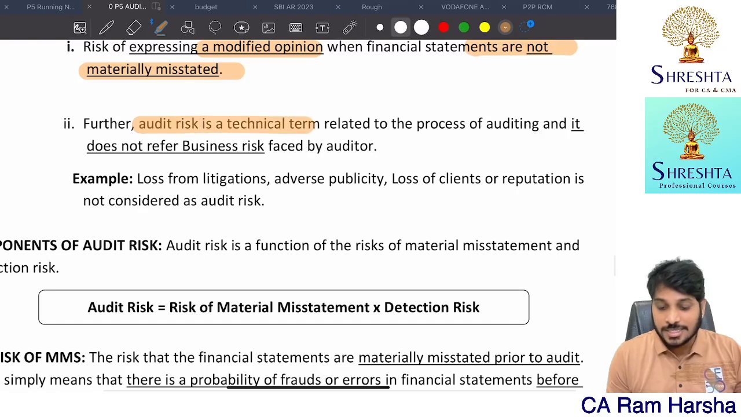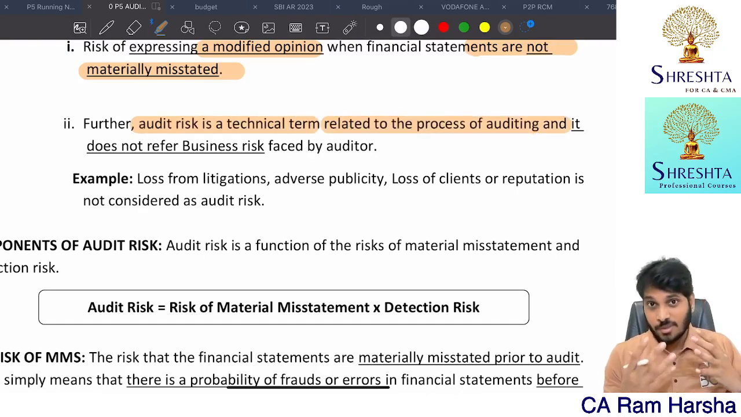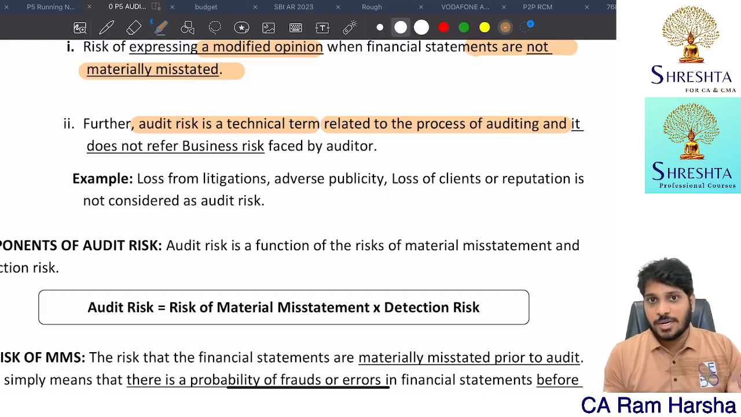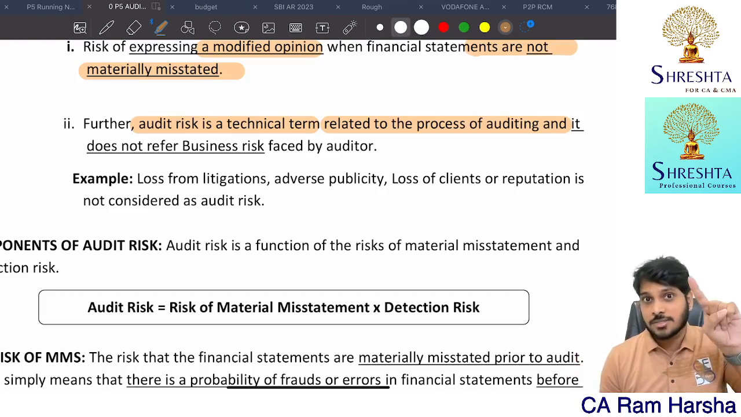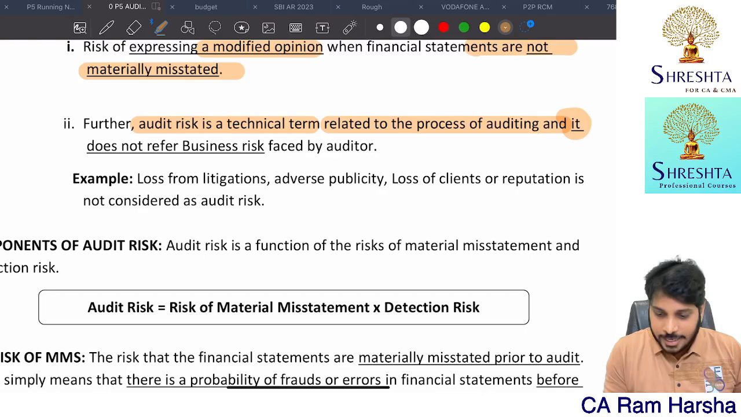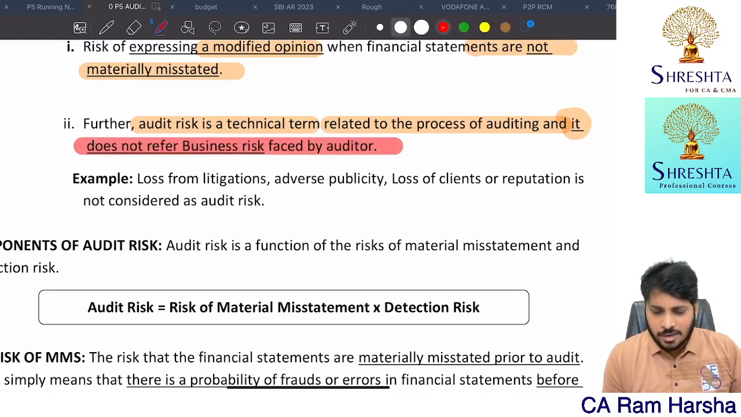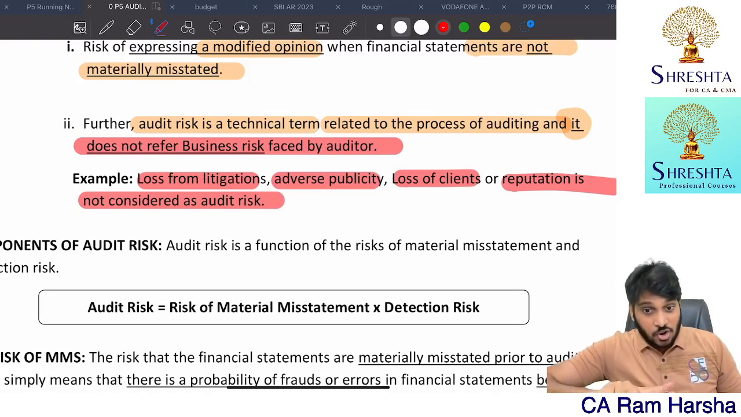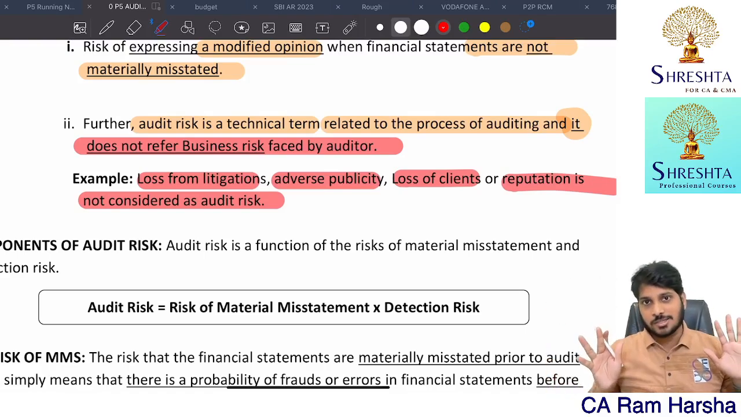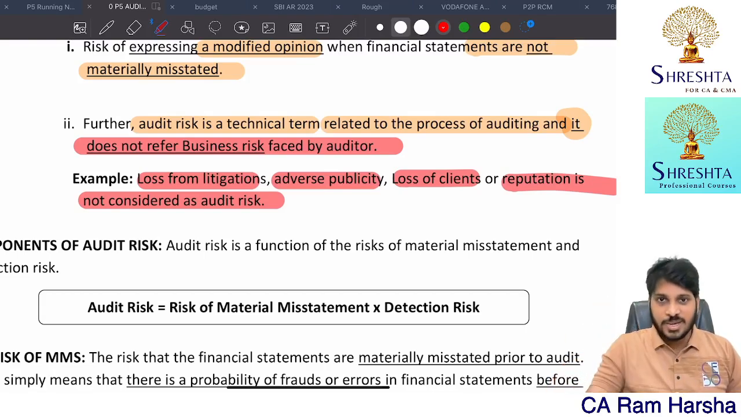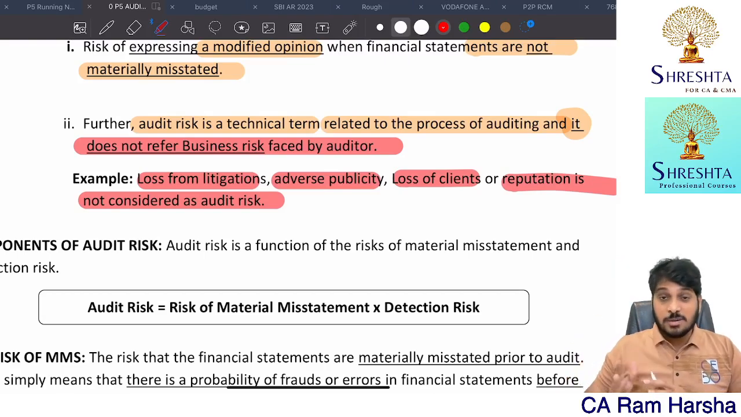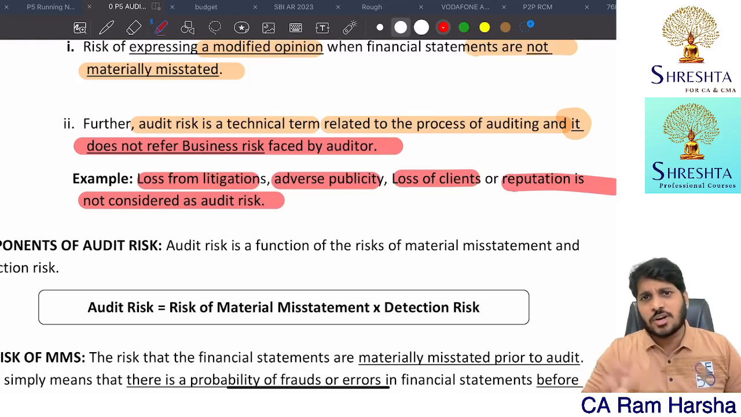Further, remember, audit risk is a technical term related to auditing, the audit work that we are doing, engagement related. That is actually called engagement risk. Audit risk. It's not auditor's risk. It does not refer to business risk like loss from pending litigations, adverse publicity, loss of client, loss of reputation. That is not audit risk. These are all consequences of audit risk, but not audit risk. Audit risk means in the financials something is wrong, but I said everything is right. That's audit risk. Suppose a client, no, I am losing my clients. That's a business risk. That's not audit risk.